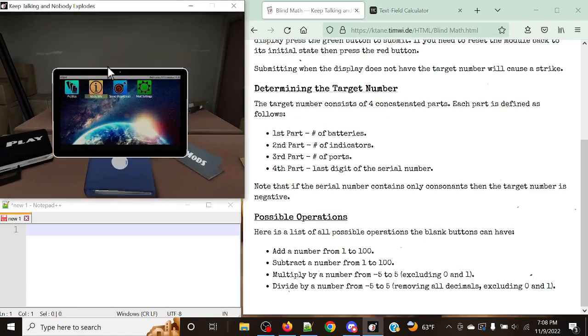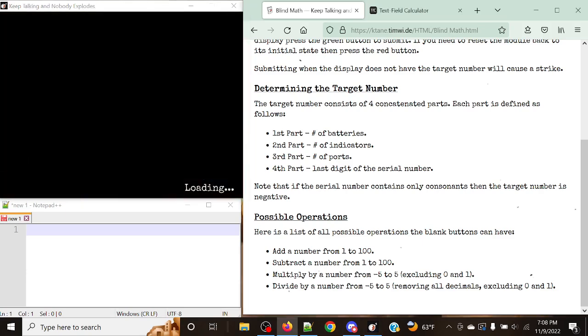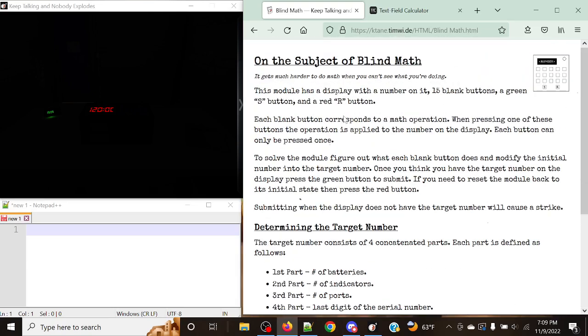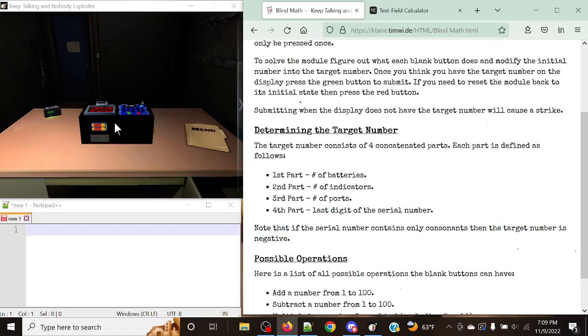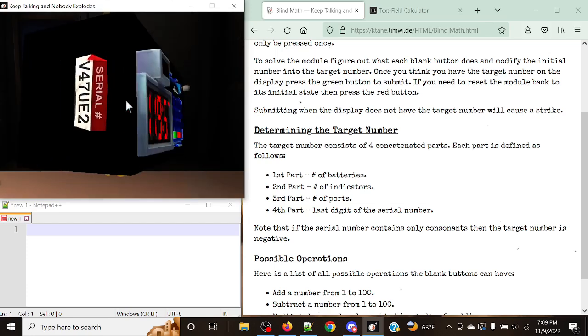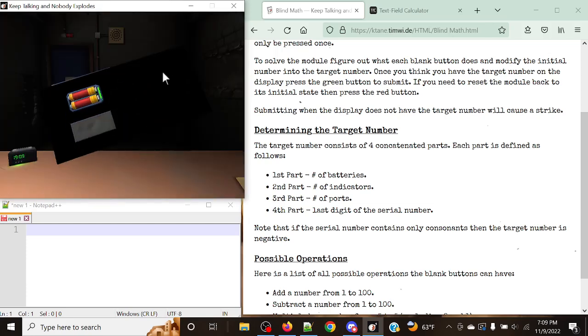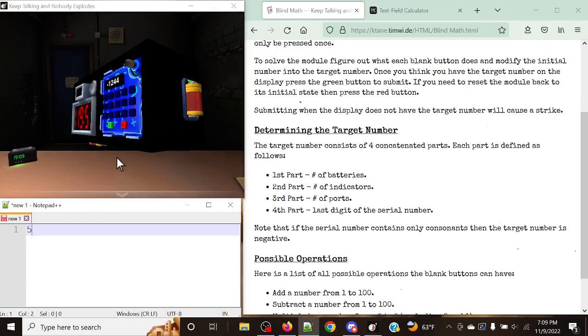So let's take a look at one more example. That was a fairly easy one to actually get. And then we will be on our merry way. But just remember that the serial number containing only consonants is a very important thing, because that does completely mess with it. It is not going to be the case, so we're going to be having a positive number this time around. So the number of batteries in this case is going to be a 5, okay?